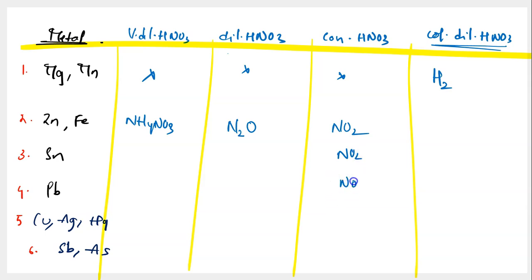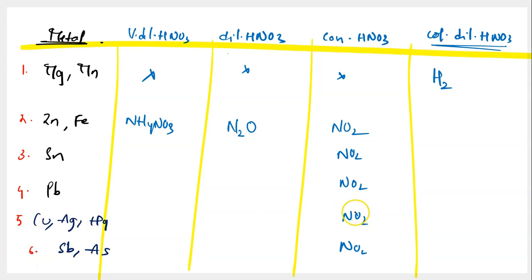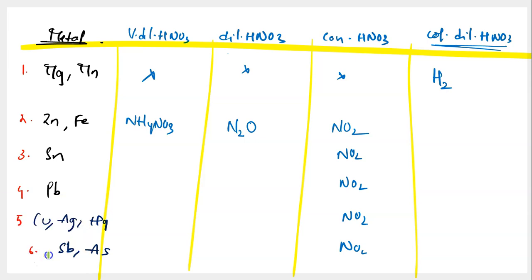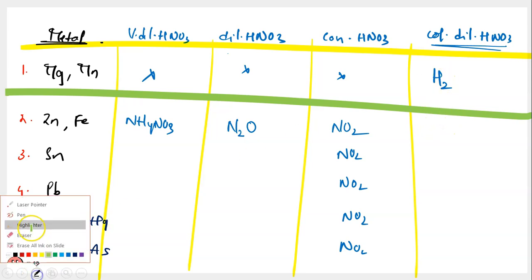So this is fixed. Let it be zinc, iron, or stannum, or plumbum, or maybe the set of copper, or maybe the set of stibium, it all gives you NO2. NO2 is a common compound produced when any metal is reacting with concentrated HNO3. But there's an exception for it, and the exception is magnesium and manganese. Why is this an exception? Because these metals do not react with any other form of nitric acid except for cold dilute nitric acid, right?